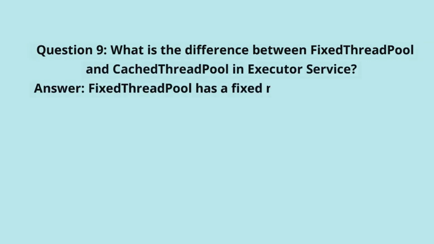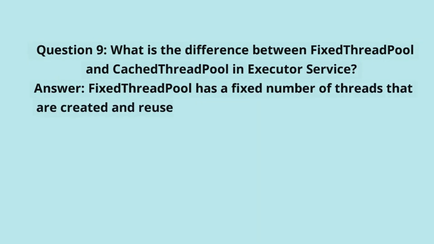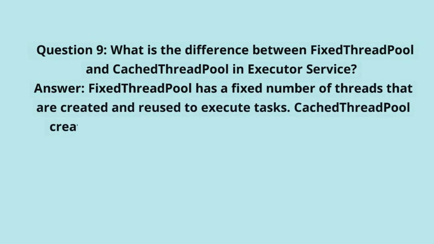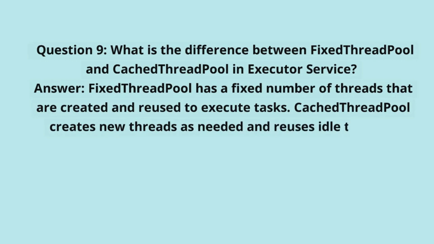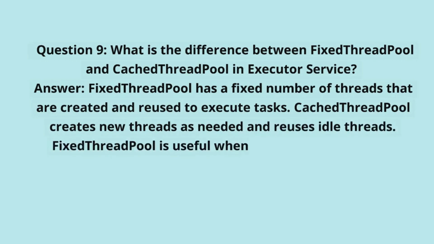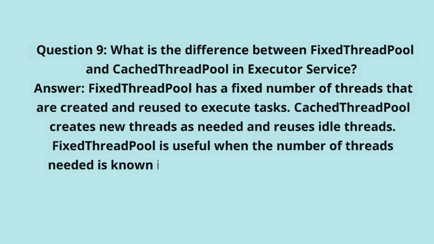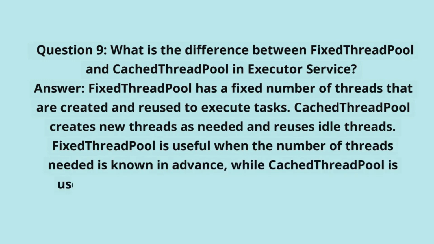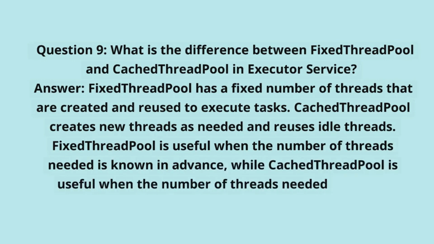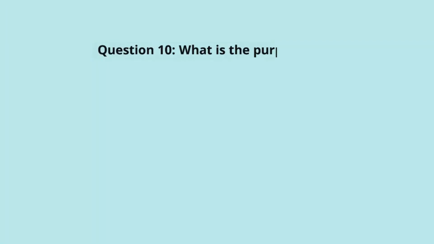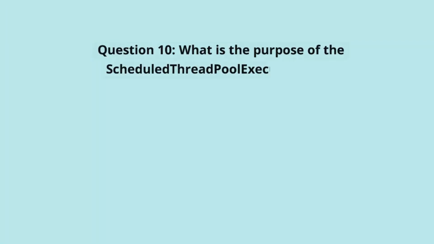Answer. FixedThreadPool has a fixed number of threads that are created and reused to execute tasks. CachedThreadPool creates new threads as needed and reuses idle threads. FixedThreadPool is useful when the number of threads needed is known in advance, while CachedThreadPool is useful when the number of threads needed can vary. Question 10. What is the purpose of the ScheduledThreadPoolExecutor class?